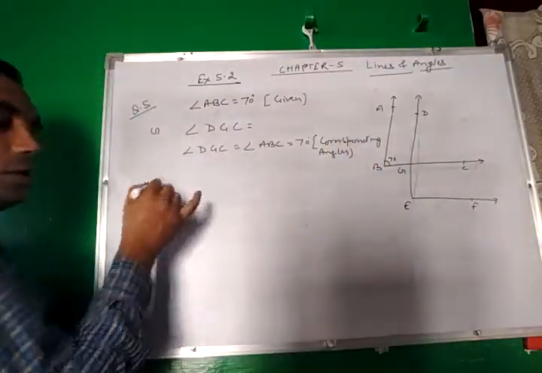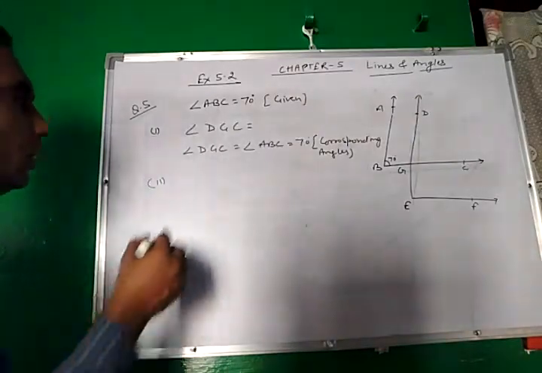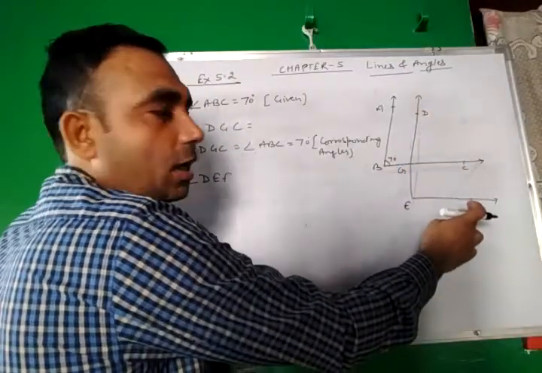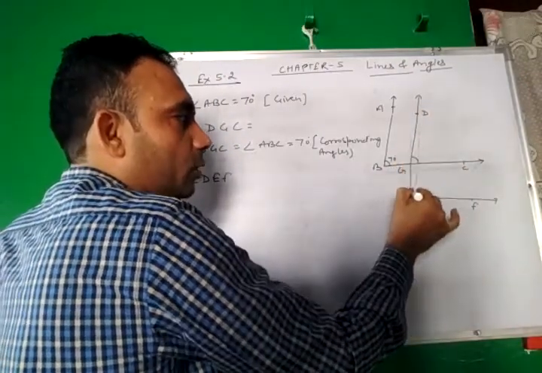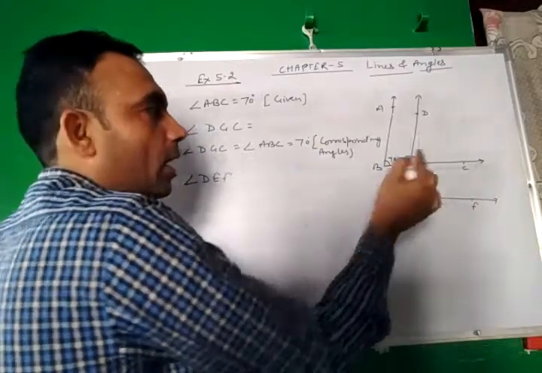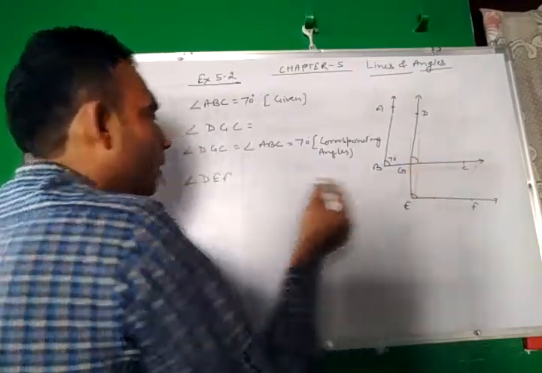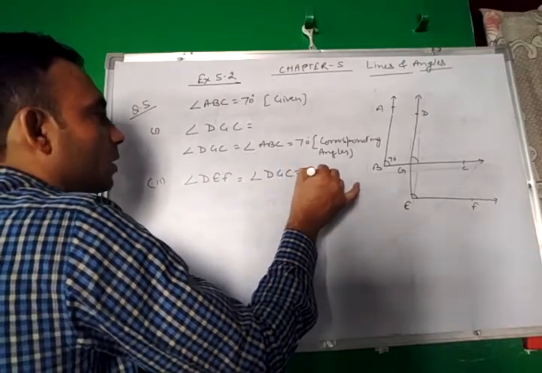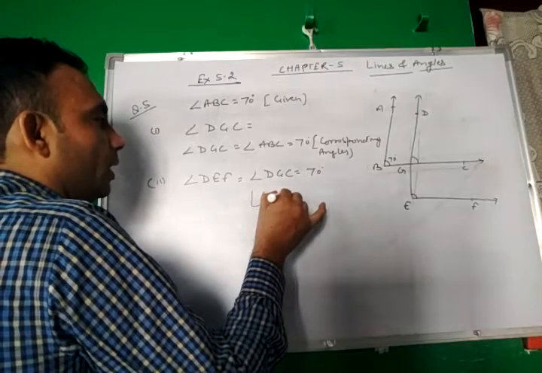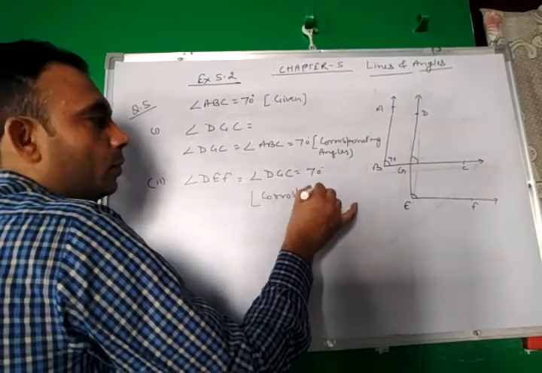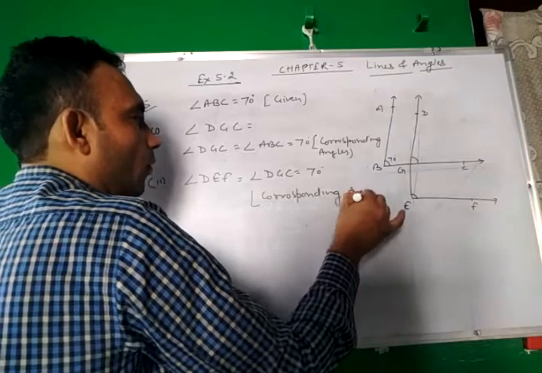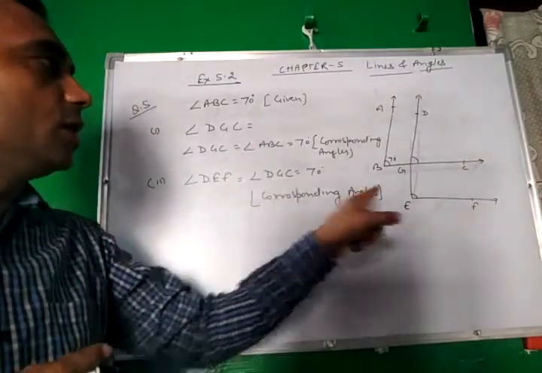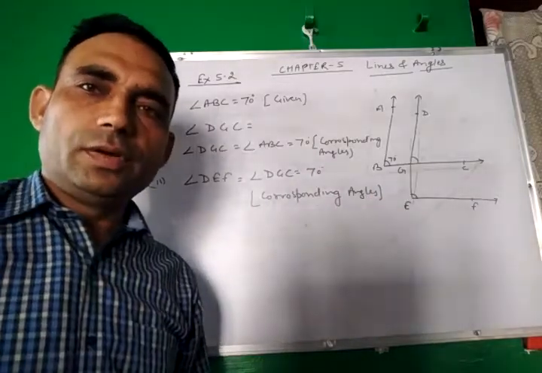In the second part, we have been asked for angle DEF. Angle DEF corresponds to this angle because these two lines are parallel. This is 70, so this will again be 70. Angle DEF is equal to angle DGC, which is 70, by the property of corresponding angles. So both angles, angle DGC and angle DEF, are 70 degrees.